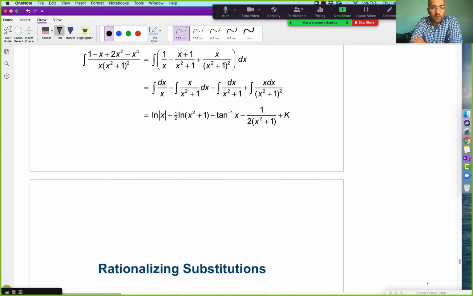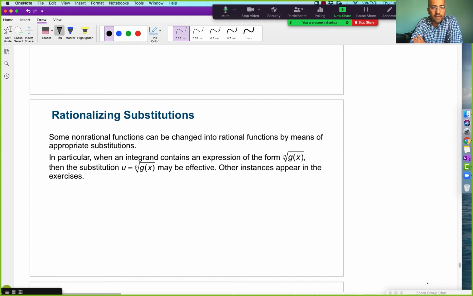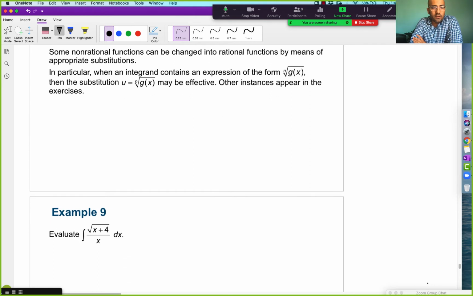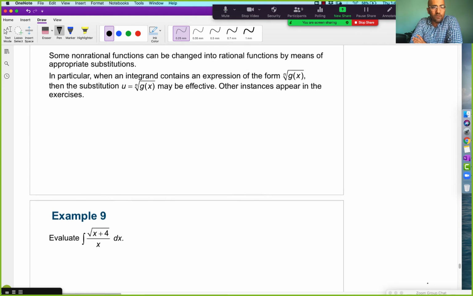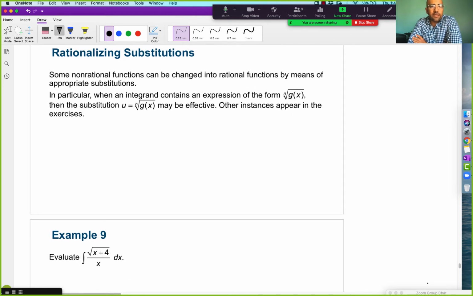Okay, last example in this section is this one. Some non-rational functions can be changed into rational functions by means of appropriate substitutions. In particular, when an integrand contains an expression of the form the nth root of g of x, then the substitution of u equals the nth root of g of x may be effective. Other instances appear in the exercises.